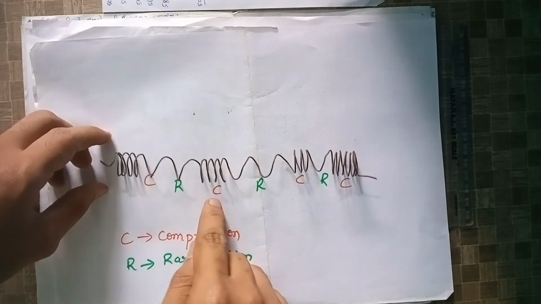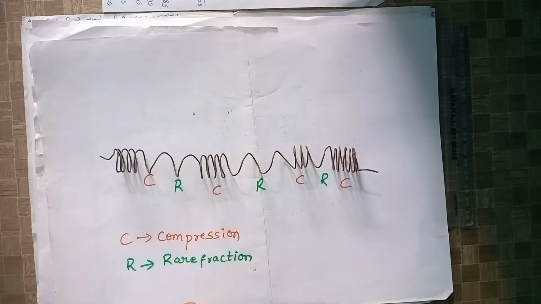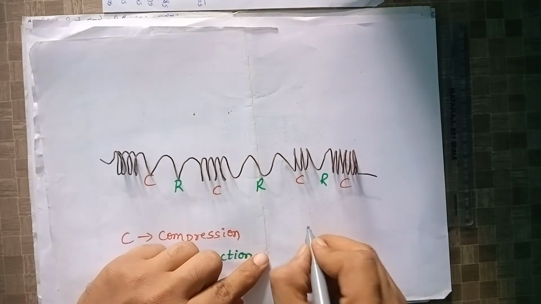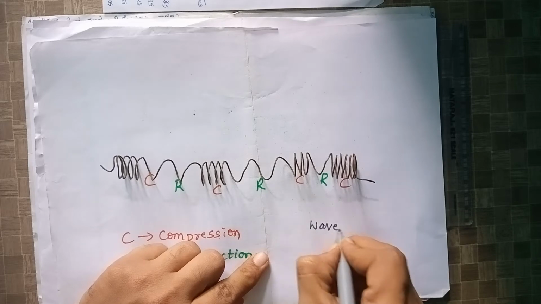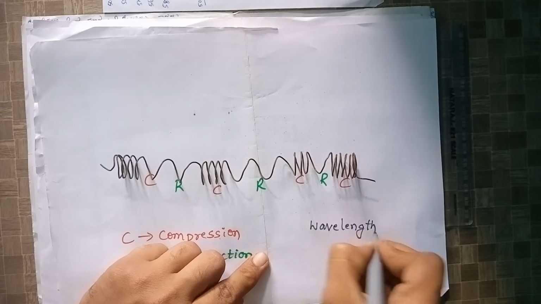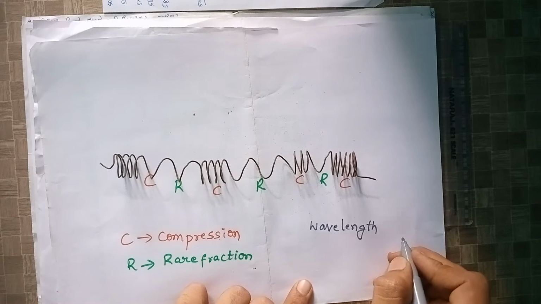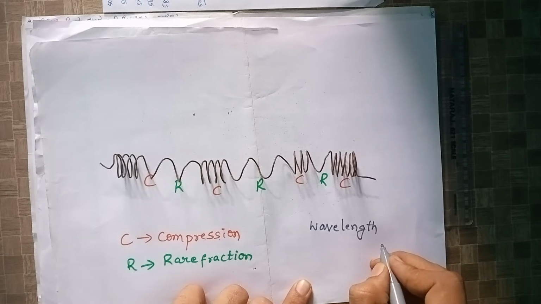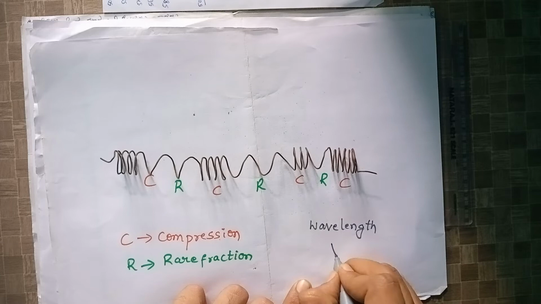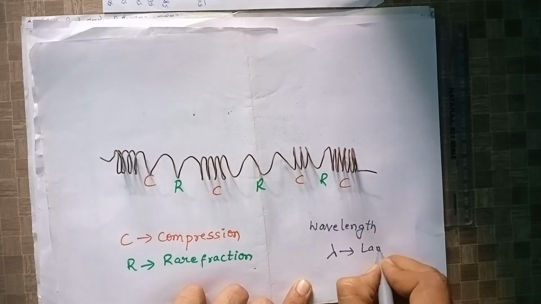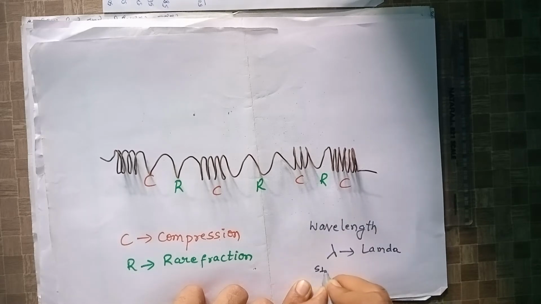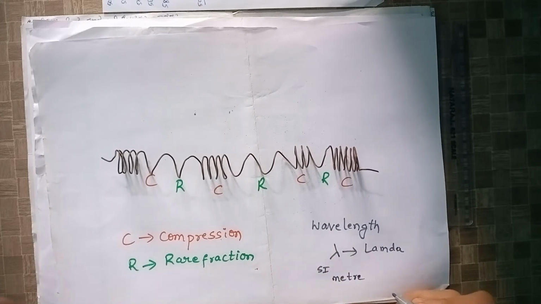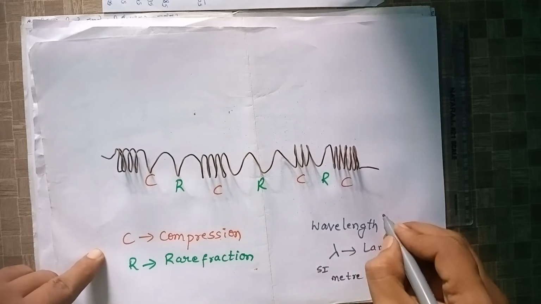The distance between two consecutive compressions or rarefactions is called wavelength. The SI unit of wavelength is meter, or centimeter, and it is represented by lambda. This is lambda and its SI unit is meter. Understand? This is nothing but wavelength.